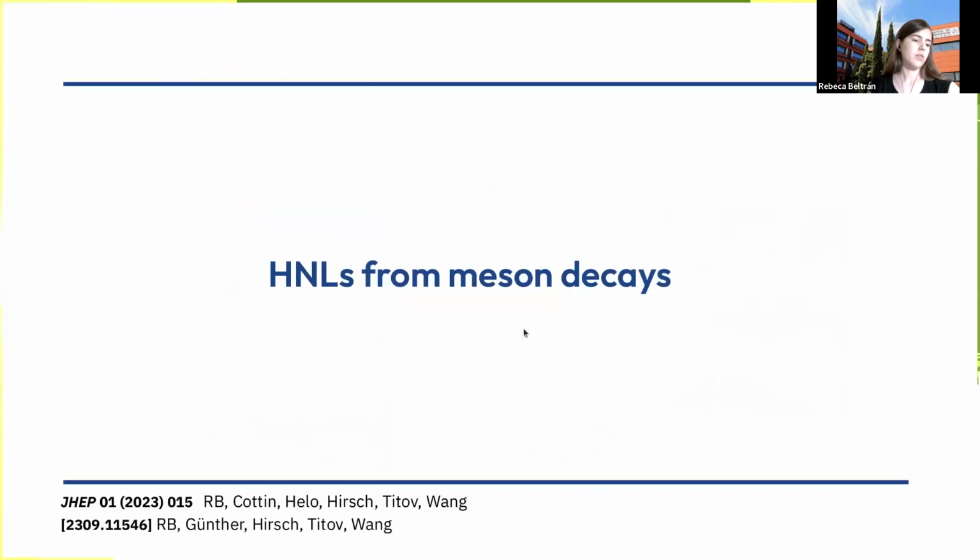And if I have time, which I think I have, I want to comment on this final part, which is the case when HNLs are produced in meson decays. Here we are interested in a lower mass range for HNLs, namely sub-GeV scale, so they can be produced in B meson, D meson, or even kaon decays.